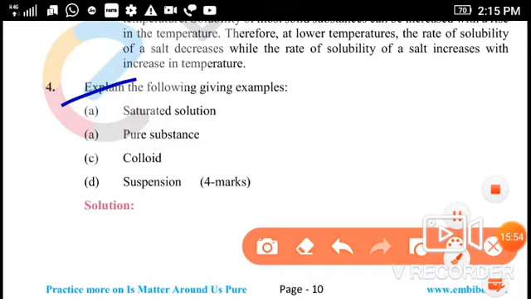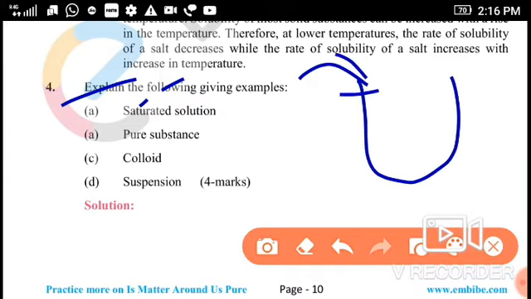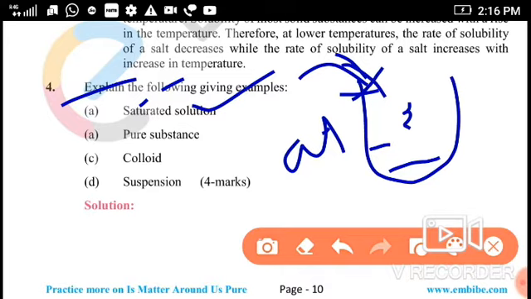Explain the following given examples. Saturated solution. What is a saturated solution? Suppose you are taking a solvent and adding some solute, when at a particular temperature no more solute dissolves in the given solvent, then the solution is saturated. Okay, again I am repeating, when no more solute dissolves in a given solvent at a particular temperature, you should use this term, particular temperature, then it is called a saturated solution. But when you increase temperature, then solubility increases.